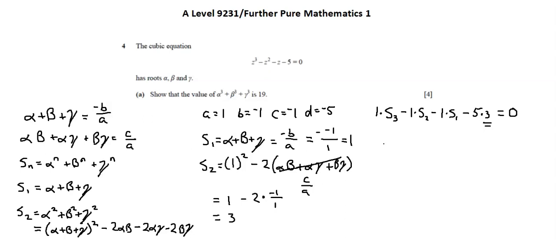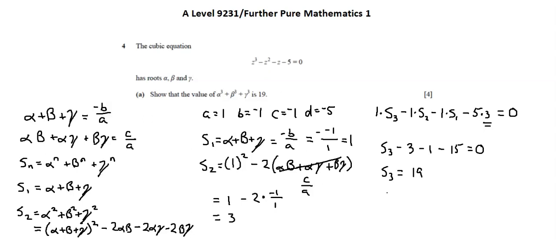On the right side of the screen, 1 times s sub 3, or s sub 3, minus 1 times s sub 2. We've just calculated s sub 2 as 3, minus 1 times s sub 1. We've calculated s sub 1 as 1, minus 5 times 3, which is 15, equals 0. And now we can simplify to s3 equals, moving all three constants to the right and changing the signs to positive, 3 plus 1 plus 15 is 19.